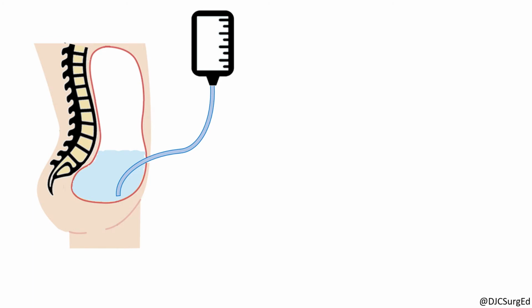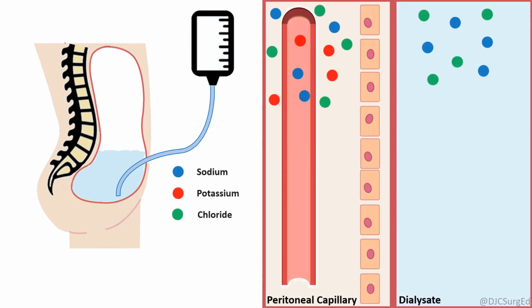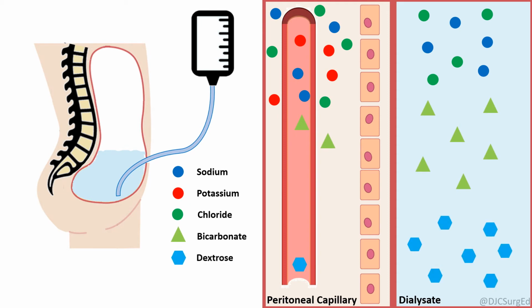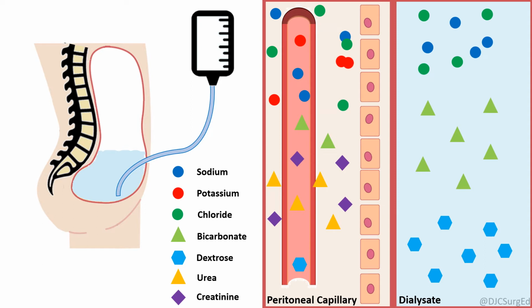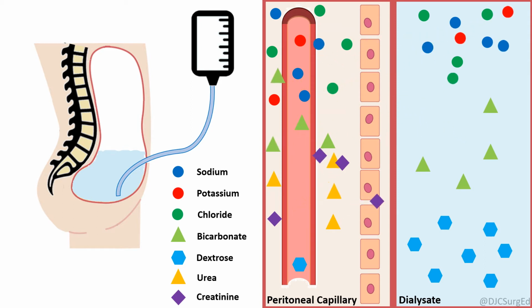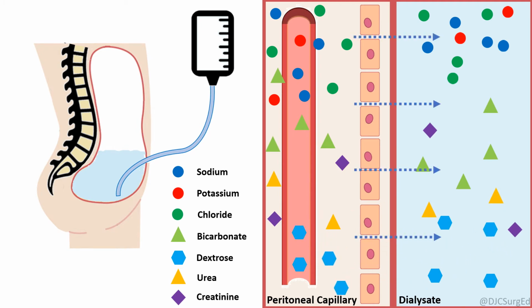The dialysate usually consists of electrolytes, buffers such as lactate or bicarbonate, and a high percentage of dextrose to ensure hyperosmolarity. Solute and waste product clearance such as urea and creatinine occurs by diffusion from plasma to dialysate along a concentration gradient, whereas ultrafiltration and removal of fluid occurs due to osmosis, driving fluid from the peritoneal capillaries to the hyperosmolar peritoneal cavity.